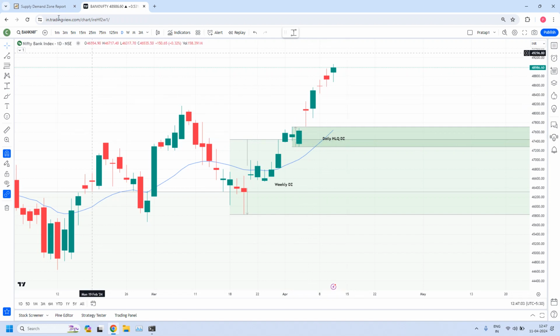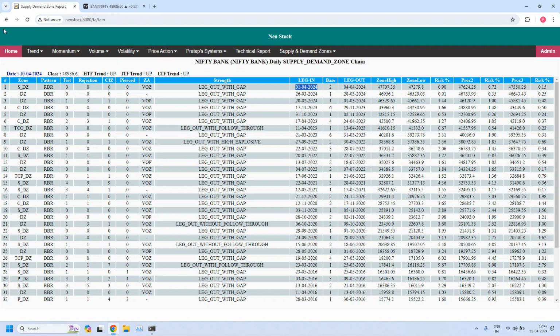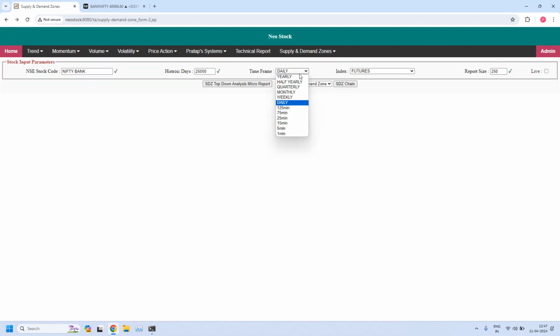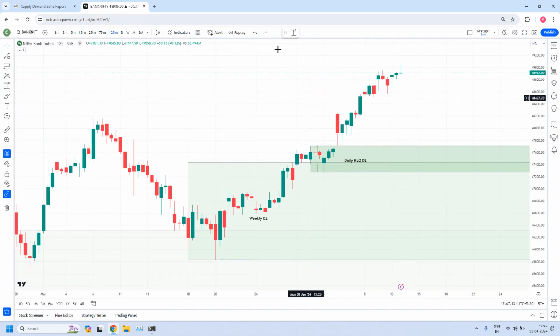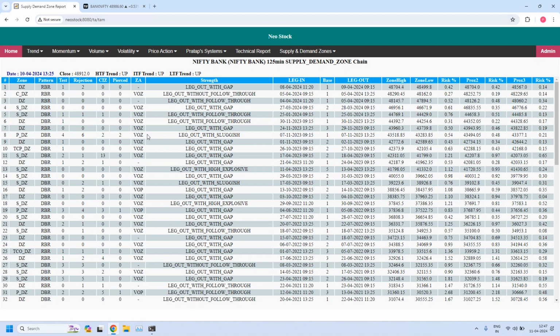Okay, now let's get into the 125 minute time frame. So changing the time frame to 125 minutes, I am generating the chart. Before that, let me change the time frame here also. Okay. In 125 minutes, the second one is a high liquidity zone. The first one is a normal demand zone, already tested once with 2 rejections, but we need to draw this zone also.